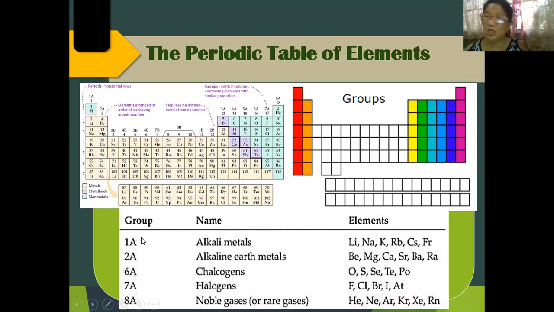And you should know what group 1A is: they are the alkali metals. Group 2A, they are the alkaline earth metals. Group 6A, they are chalcogens. 7A, halogens. And 8A, they are known as the rare or noble gases or inert gases. Inert, because they do not react, since they have a stable configuration. Okay, so that's it. That is the periodic table of elements.